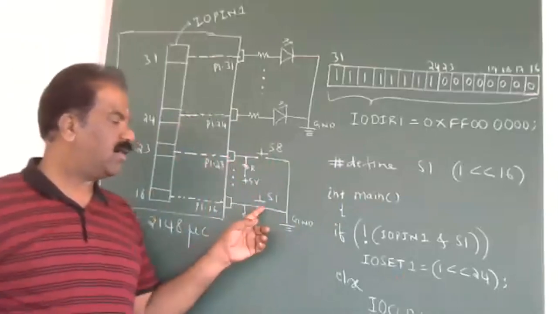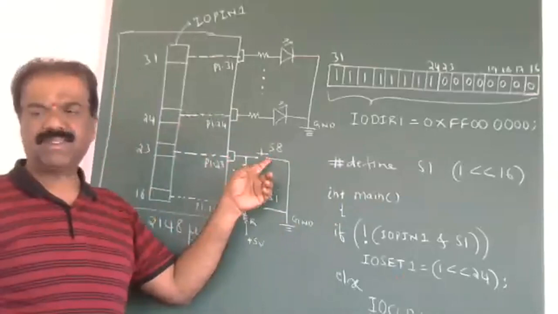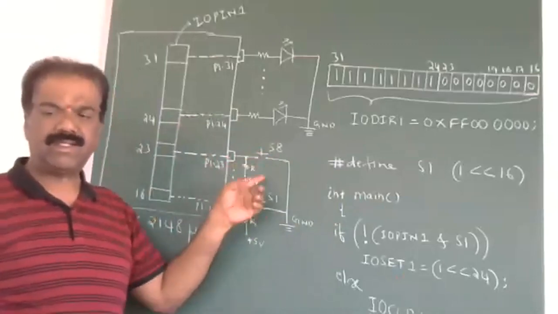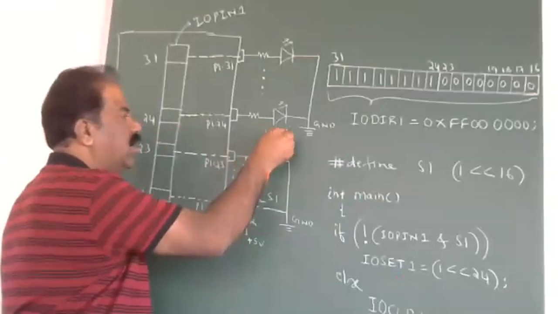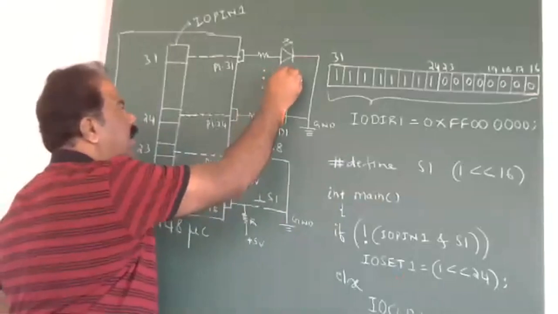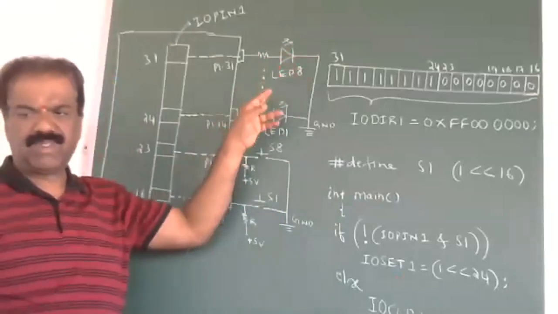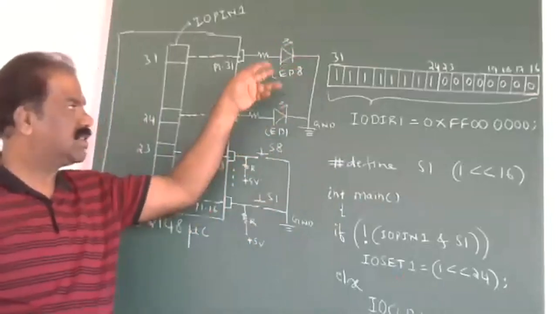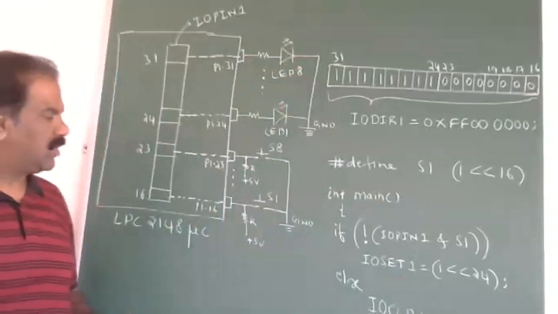Therefore, here there will be 8 switches, S1 to S8. In the same manner, there will be LED 1 till LED 8. I am drawing only 2 LEDs and 2 switches; similar circuits apply for the remaining ones. Now, what is the logic behind this?